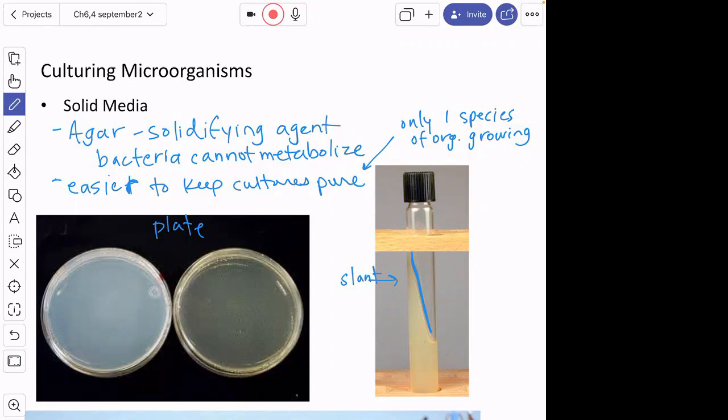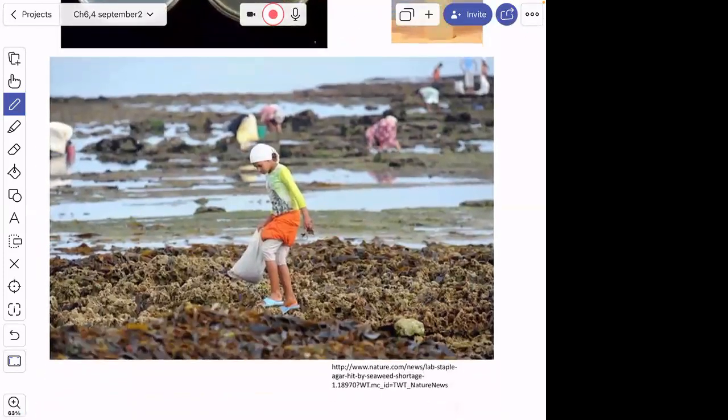Okay, if you've got organisms growing in a test tube, everything pretty much looks alike, and it's hard to tell if you've got one thing or lots of things. Where do we get agar? We actually have to harvest it.